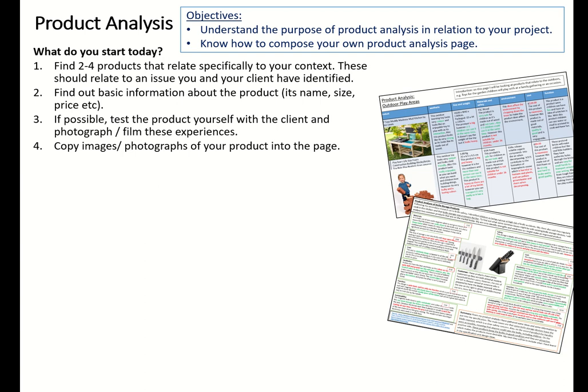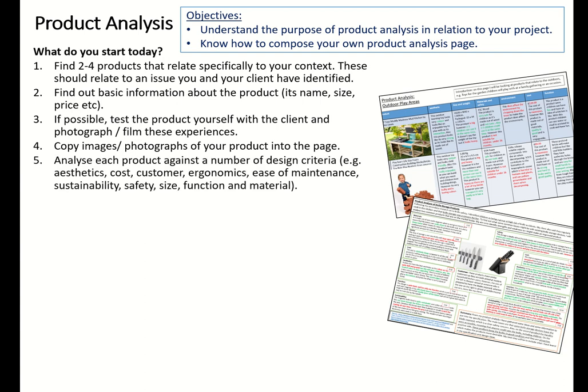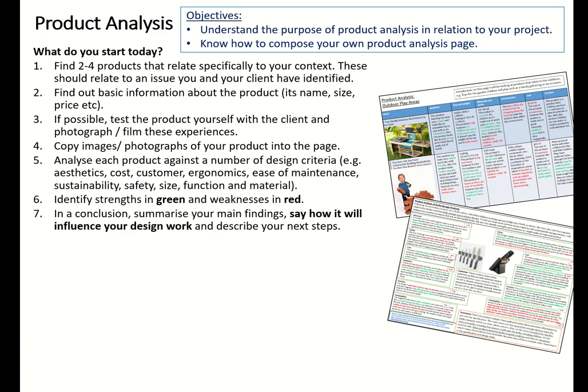Copy these images onto your page and then analyze each product against criteria, for example, aesthetics, cost, customer, ergonomics, ease of maintenance, and so on. Strengths in green, weaknesses in red, and then in conclusion, summarize how it will influence your design work.